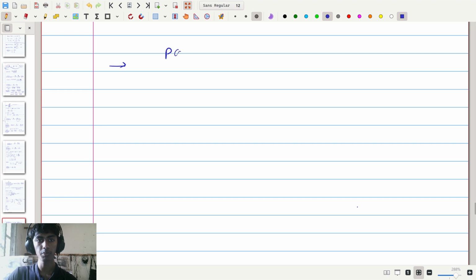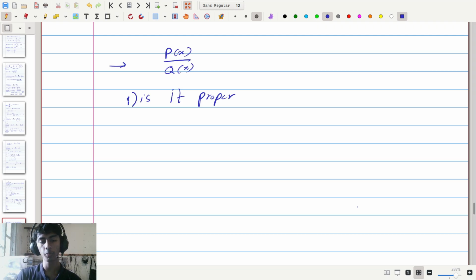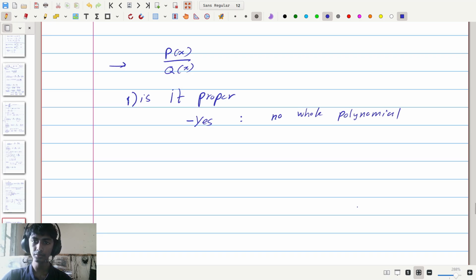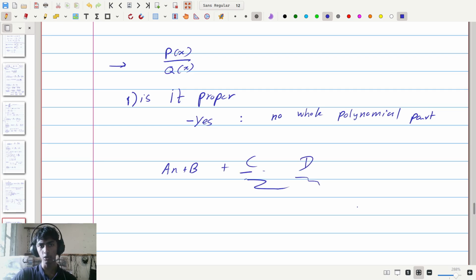First thing you have to do, when you have p(x) divided by q(x), check, first step: is it proper? If it's proper, it means there is no whole polynomial part. What I mean by that is you don't have to write some ax plus b in the front before doing c divided by something and d divided by something. That whole part can be skipped because this thing does not exist. So that's the thing that we want to check there.